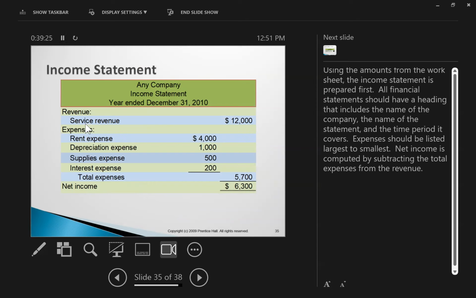Okay, notice on the income statement, this is what we've talked about before. We have our service revenue. We have our subtotals, which are all of the expense accounts. This is not the debit. This is not the credit. Okay, these are simply subtotals and totals. And then we total that. Service revenue minus expenses equals net income. All these numbers come from the worksheet.